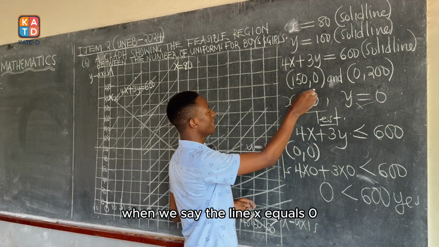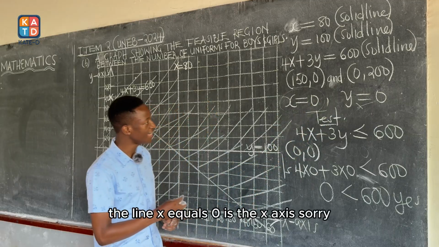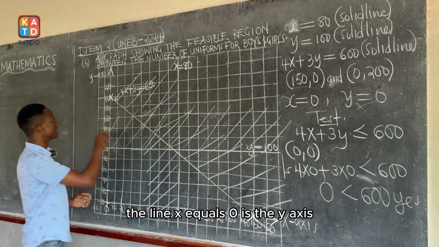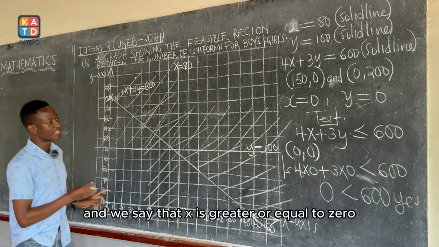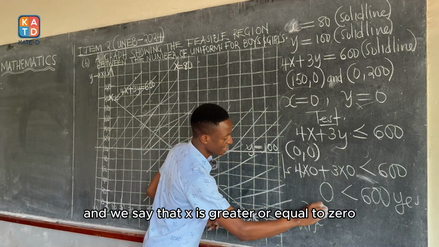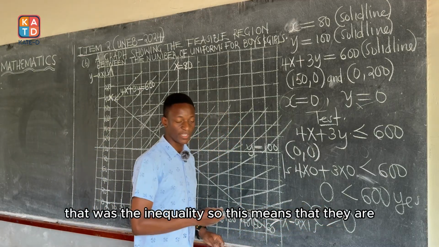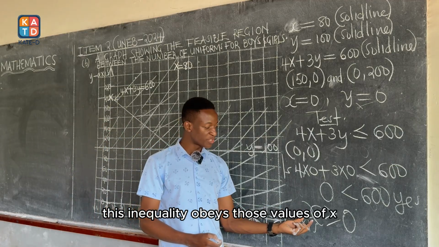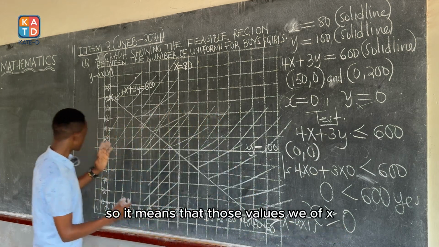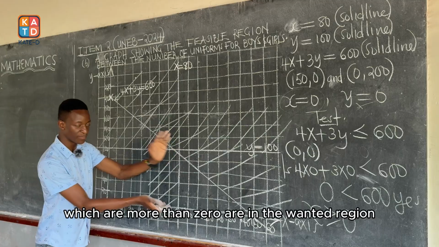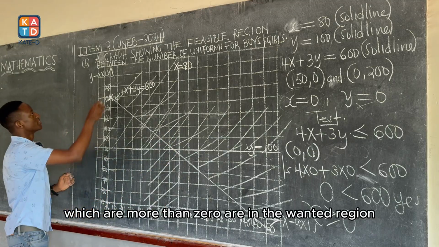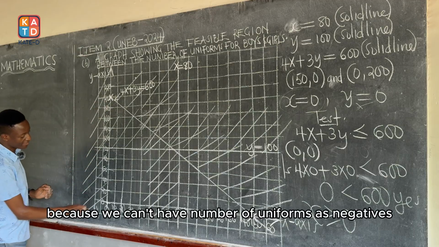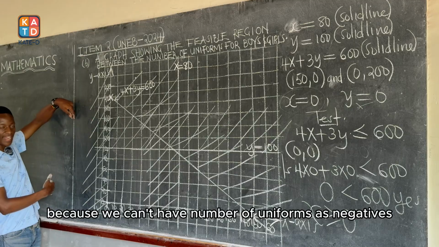The next thing is now the analysis of these two. The line x equals 0 is the y-axis. And we say that x is greater than or equal to 0. That was the inequality. This means that this inequality obeys those values of x which are more than 0, so those values of x are in the wanted region. In actual sense, we shall shade this side because we can't have a negative number of uniforms.